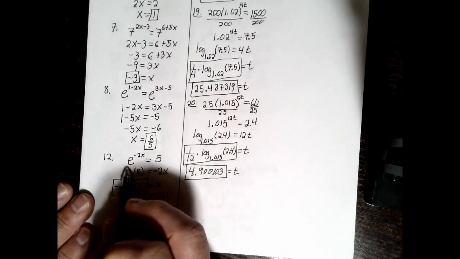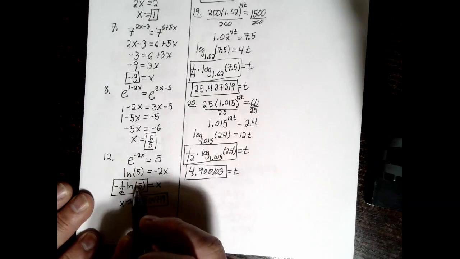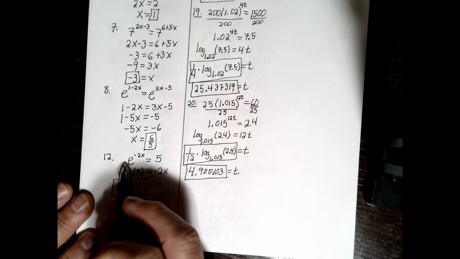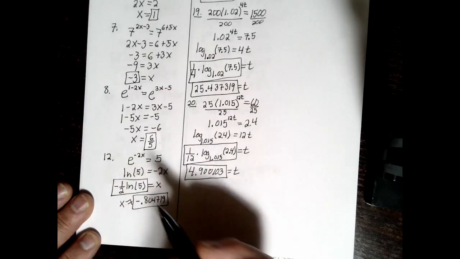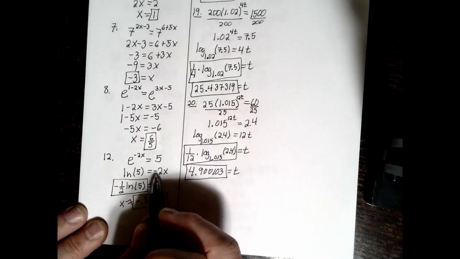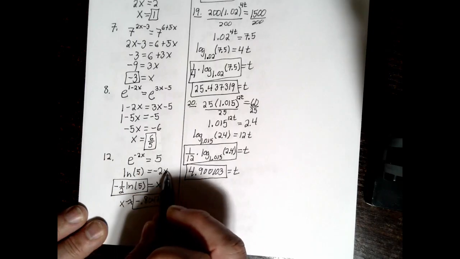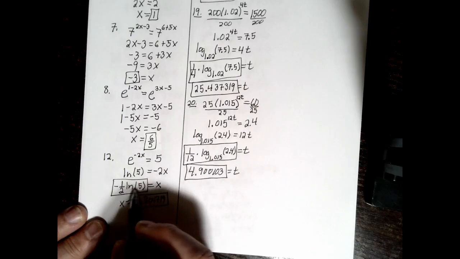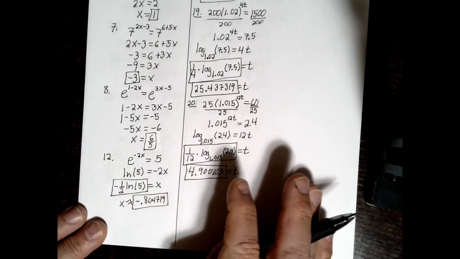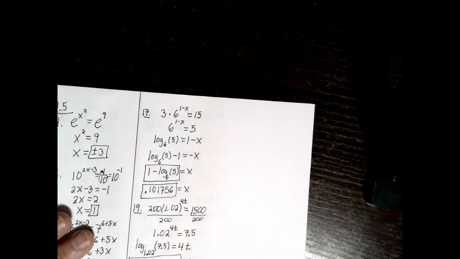Here you can take the natural log of both sides, or you can just use rule 1, log base e of 5 equals the exponent negative 2x. And then if you multiply both sides by negative 1/2, you get rid of the negative 2. And this is your exact answer, and that's your approximate answer.